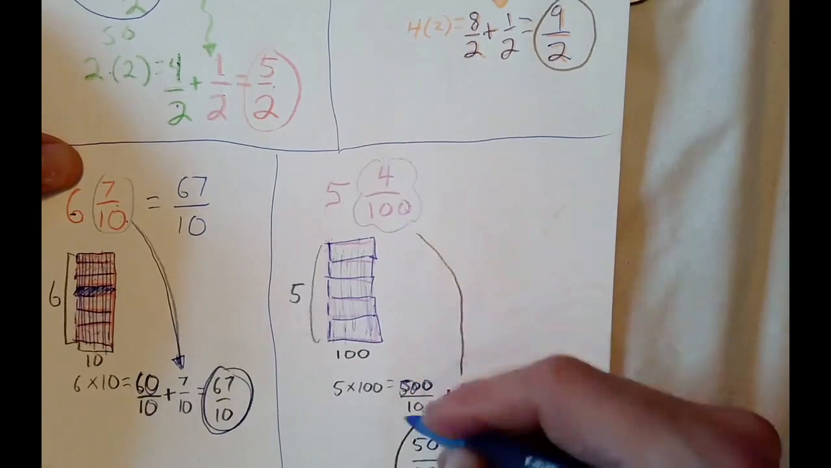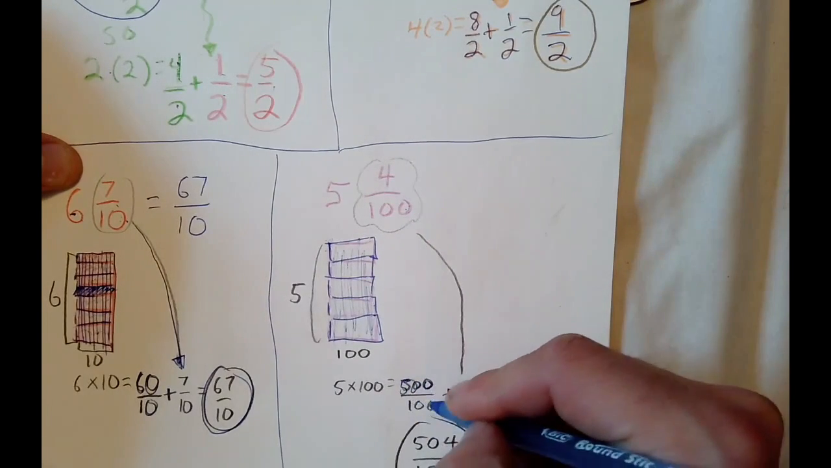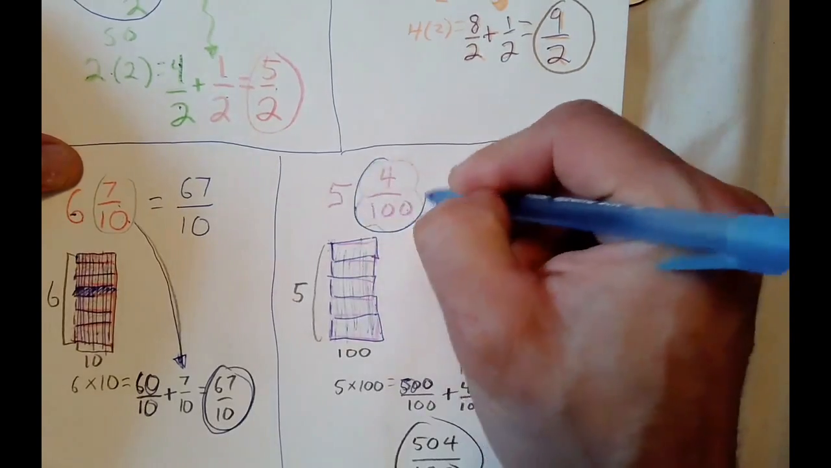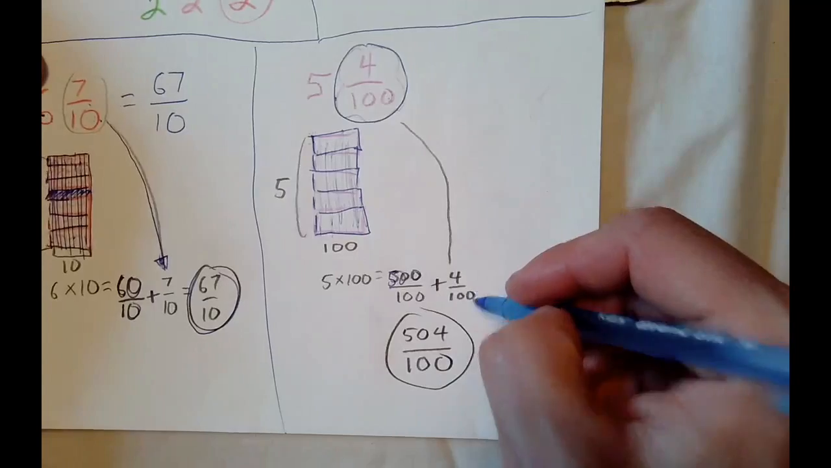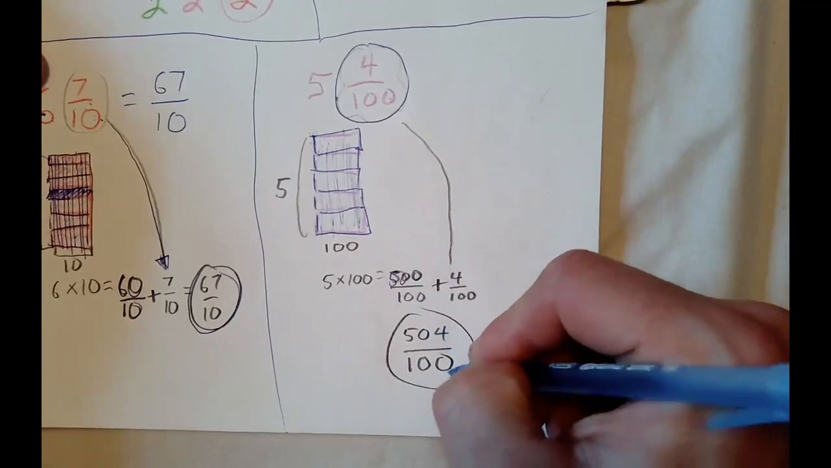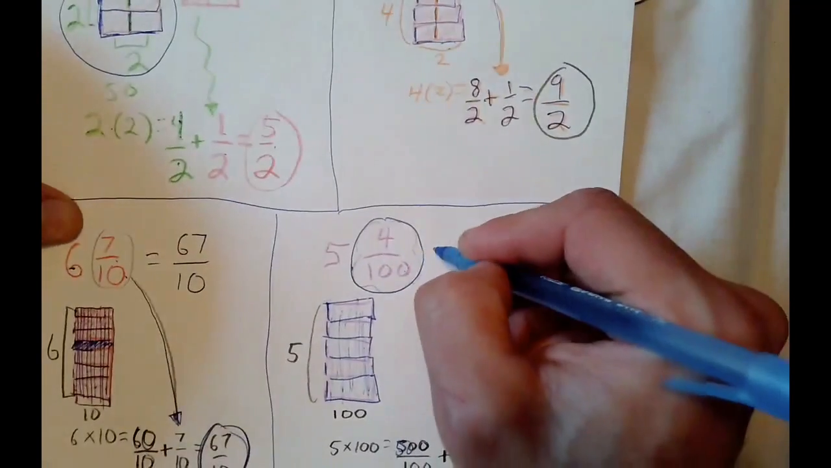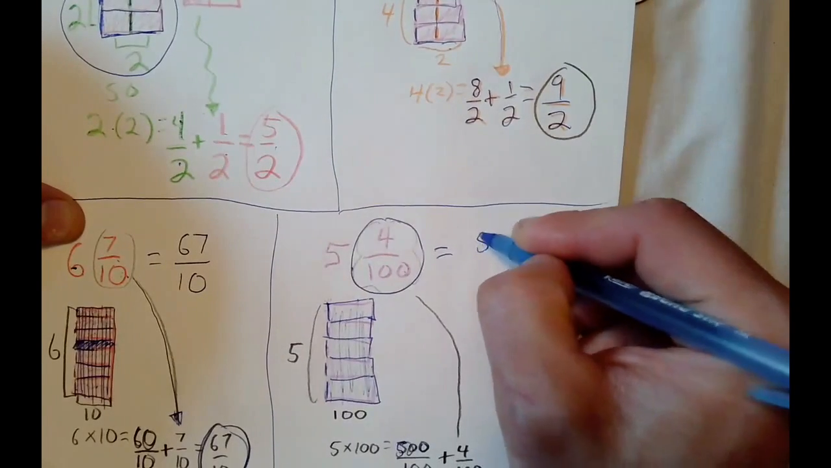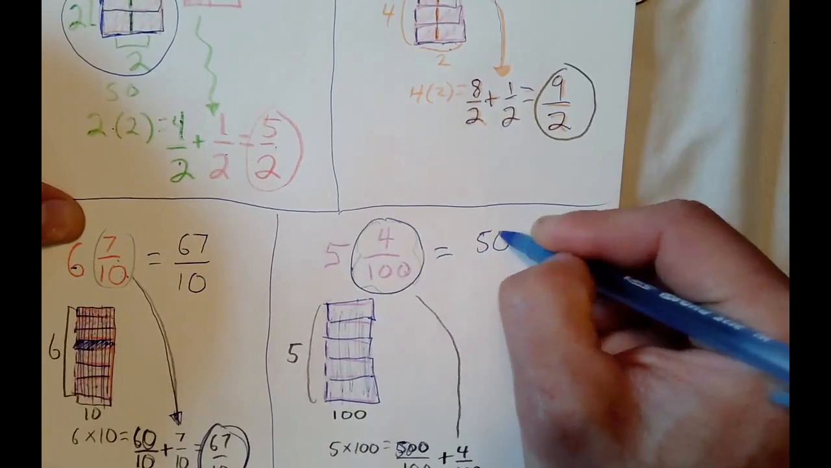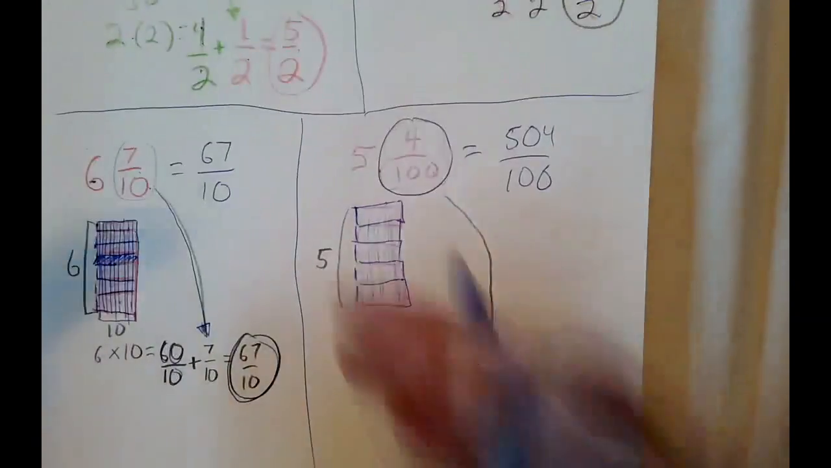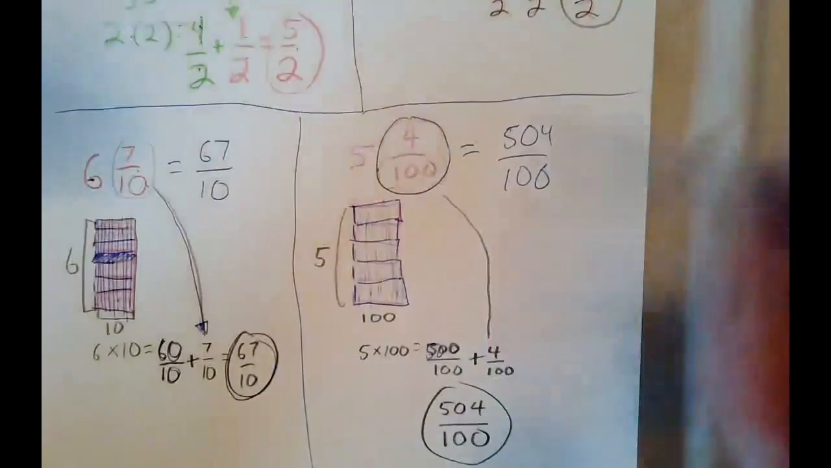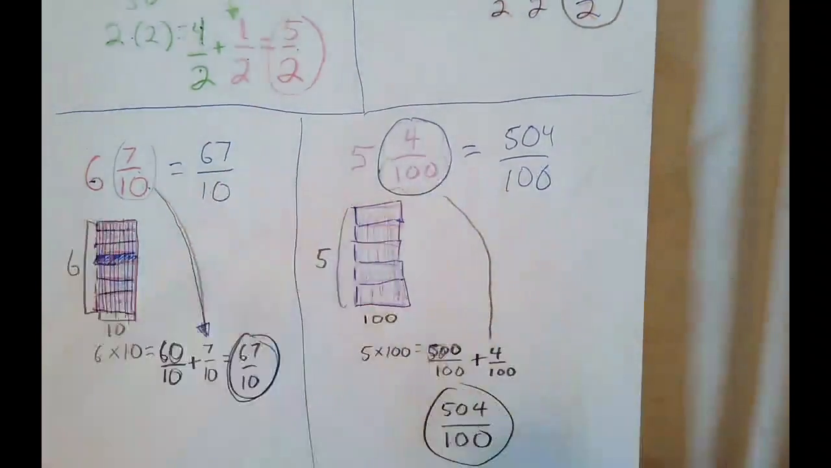500, what size are they? Well, they're hundredths. Plus, I already had 4 hundredths. So I take my 500 hundredths plus 4 hundredths equals 504 hundredths. 5 and 4 hundredths is equal to 504 hundredths. Okay. This is how you can use a visual model to help you really understand what you're doing when you change a mixed number to a pure fraction.